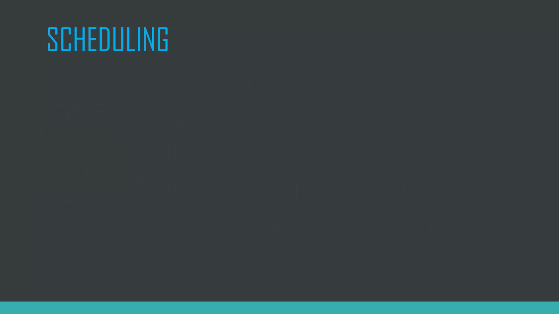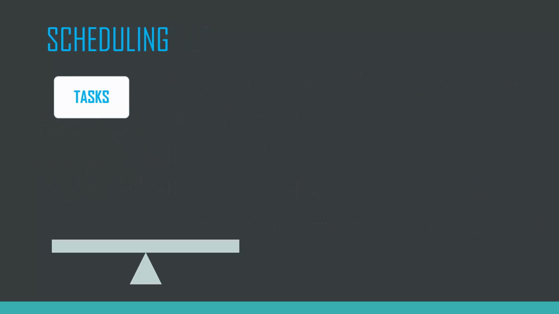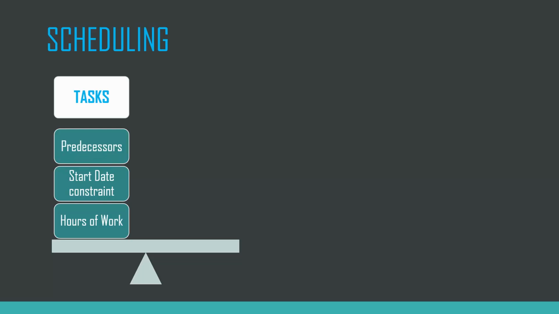The scheduling includes two different aspects. One is the task side, where we know the number of hours of work required for each task. We know if there are any restrictions on when each task can begin. And also we may have dependencies. So we could say a task cannot begin until another task is completed. That is called the dependency between tasks, and we define it as predecessors. These are the factors on the work or task side.